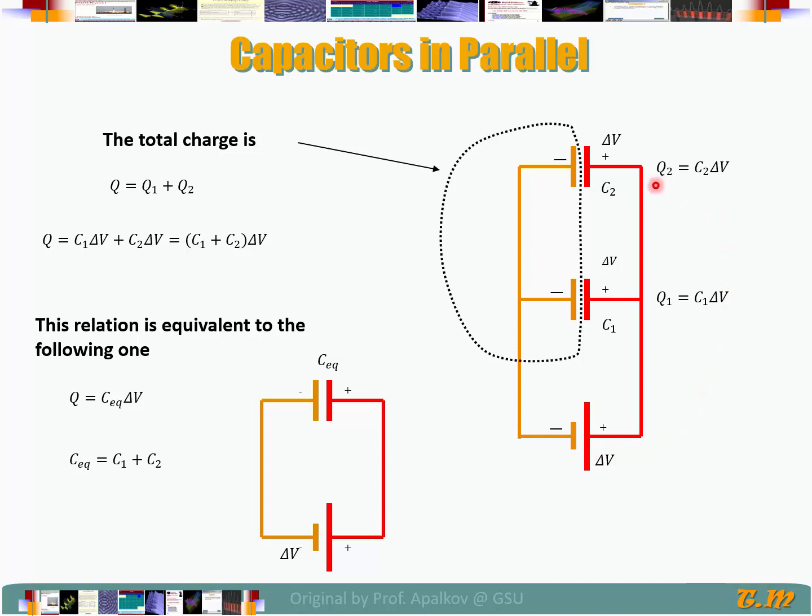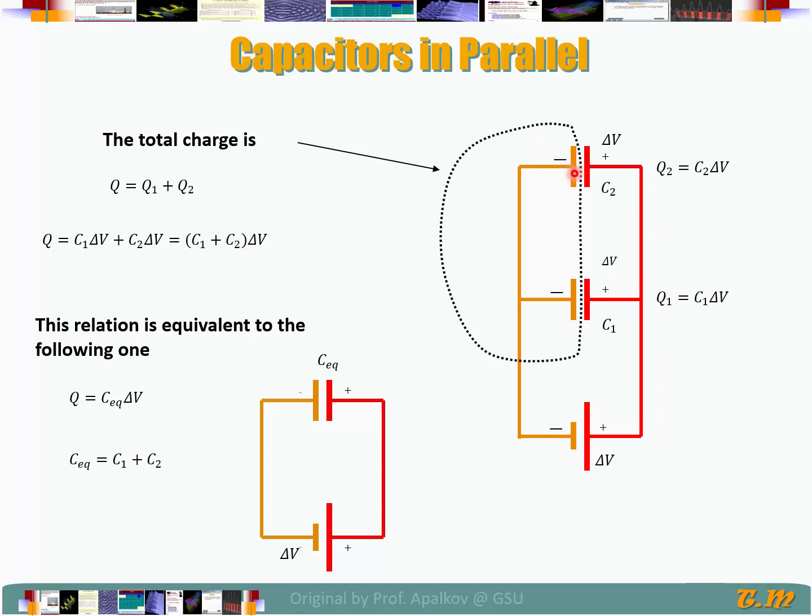Now, the capacitance equation for both of them still applies. Q2 is equal to C2 delta V, and Q1 is C1 delta V. We have the same delta V since they are connected in parallel. And you see the wiring illustrates that. Here we have a conductor all the way from here to here. That's why we see it all red.